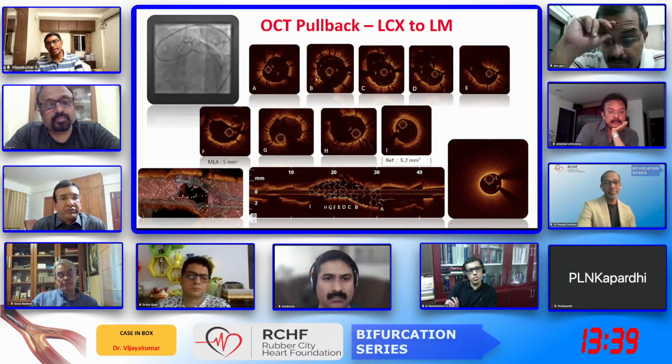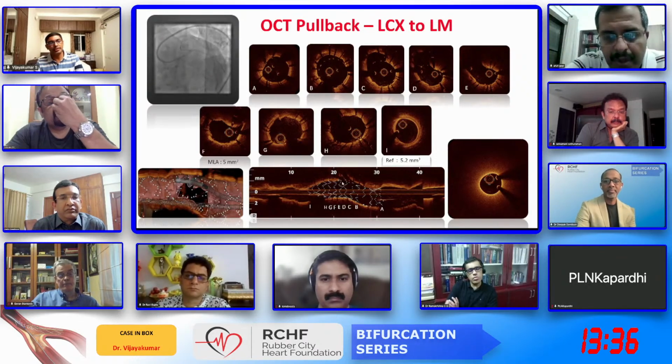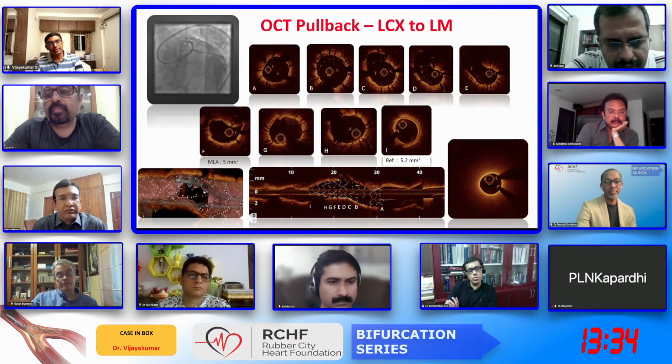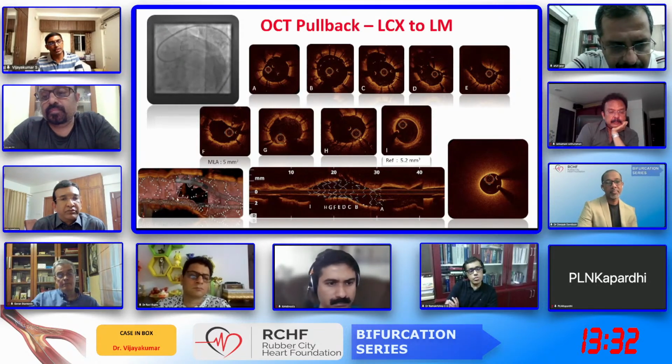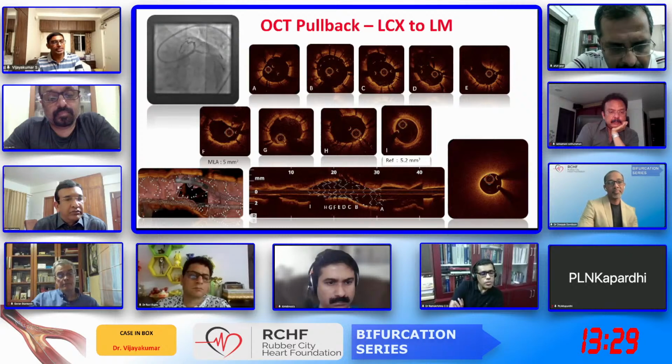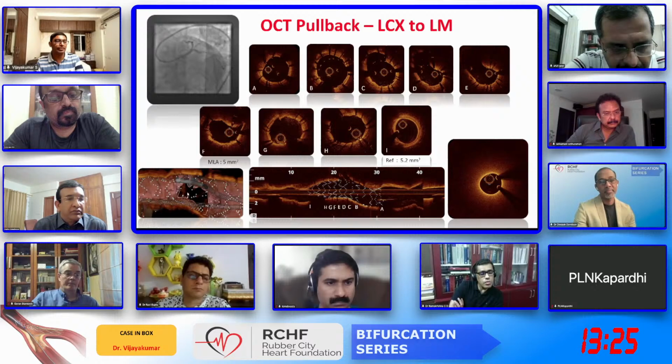So we didn't attempt redoing it. And even though it's not very clear, you can see the strut morphology here. See here, you can see a connector here. Most probably there is no connector here. So it is the link-free carina.